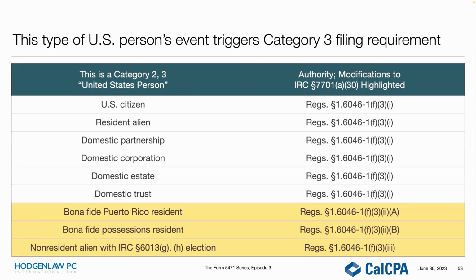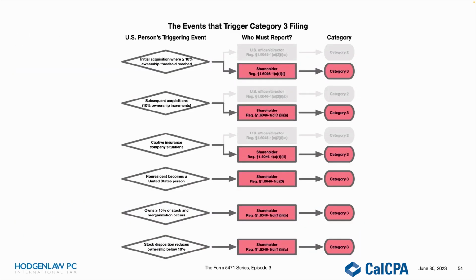U.S. person, again, same thing. We have the normal definition out of section 7701, plus these 3 added extra bonus ones. The triggering events here are the 6.